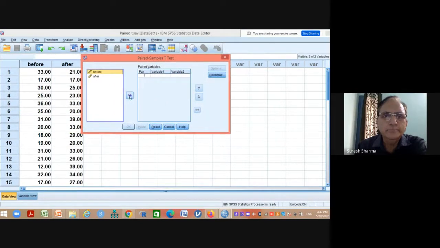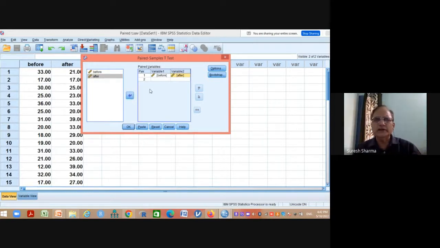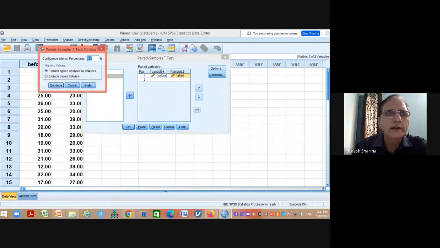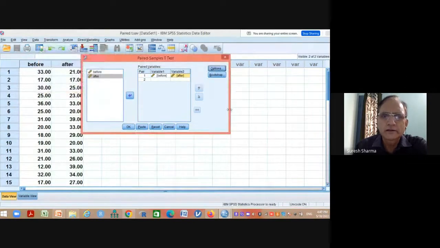Paired t-test, before, after. It is not necessary to put them in any order. You can put after first, before later. It doesn't matter. The p-value will not change; it will be the same. And here, nothing to be done. That's it. So you will get the t-value and p-value.